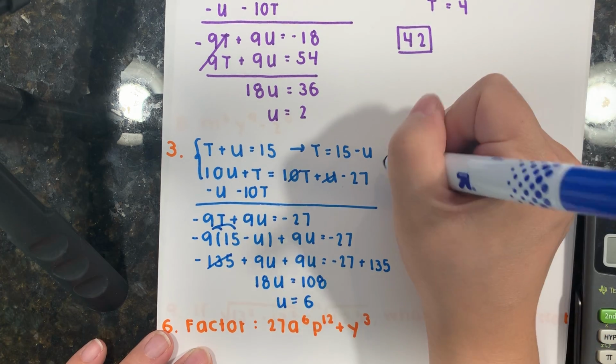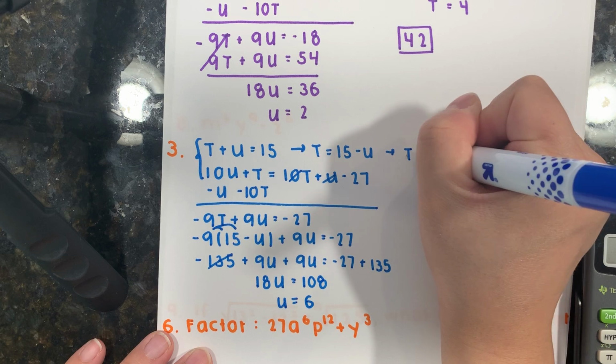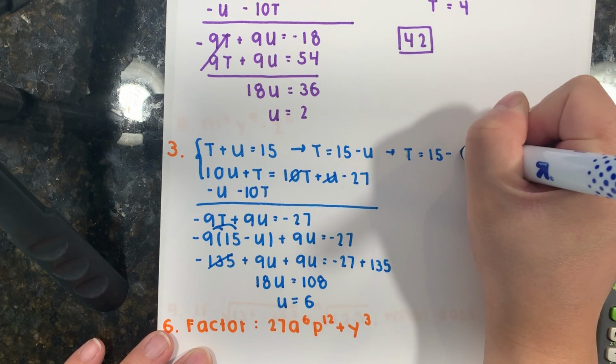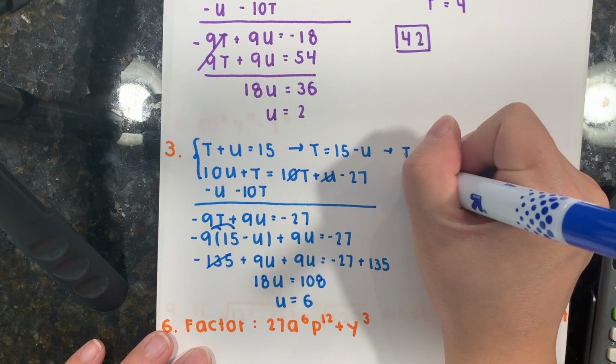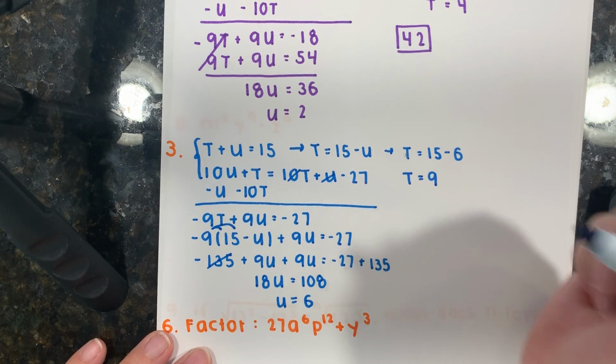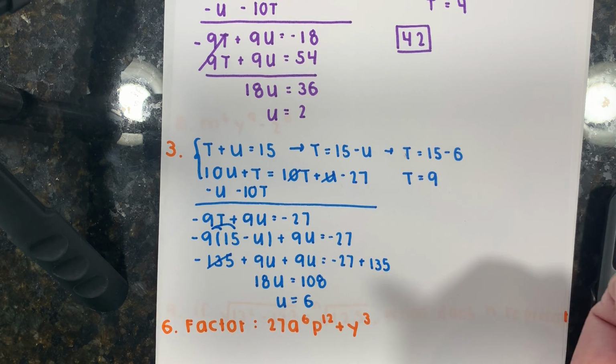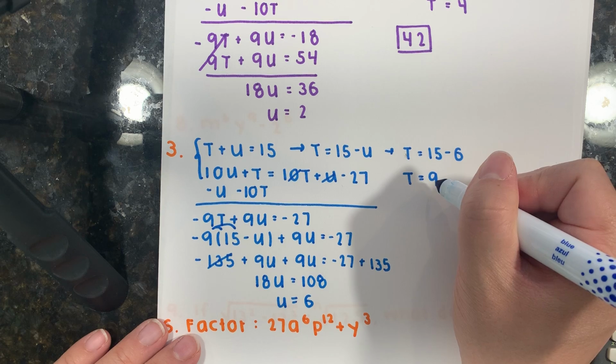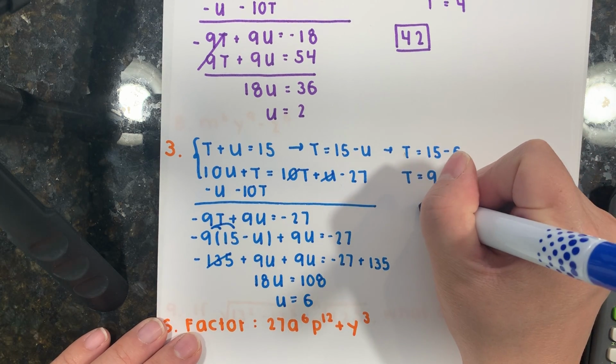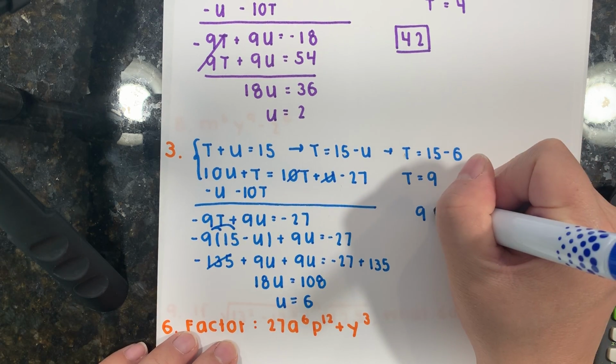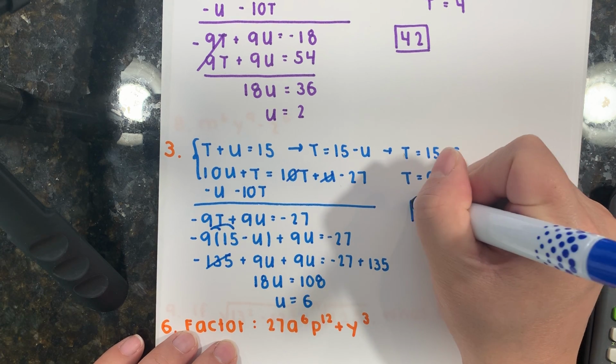Now if u is 6, I can plug that into here. So it'd be t equals 15 minus 6. So therefore t is equal to 9. For this one, they want to know what the original number is. Again, the original number has the tens digit 9 and the units digit 6. So your answer is just 96.